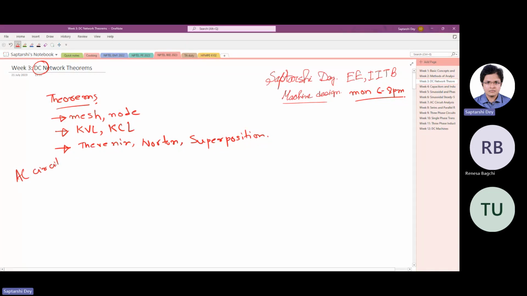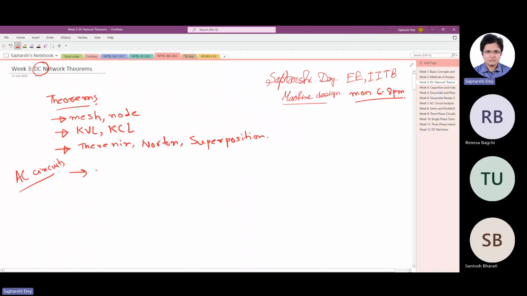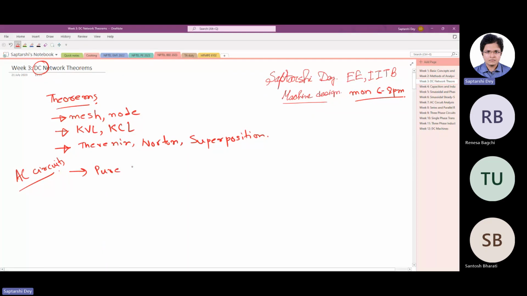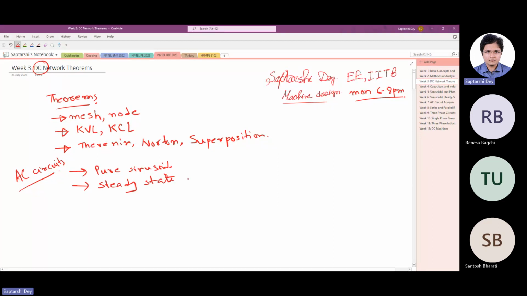In AC circuits also, these are applicable, but there are certain conditions, which is that the supply has to be a pure sinusoid, and the circuit is at steady state. You will get to learn the techniques and methods of how to solve AC circuits. Once you know that, you can use all these theorems in the AC circuits also. The same thing.